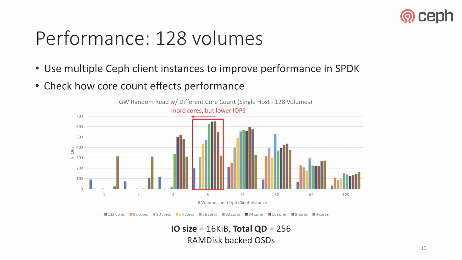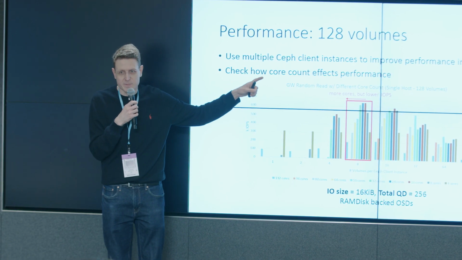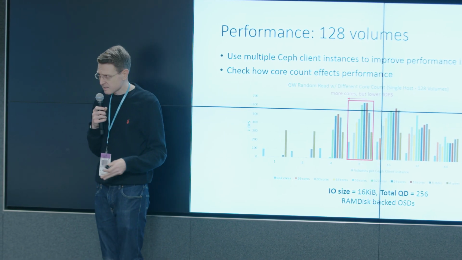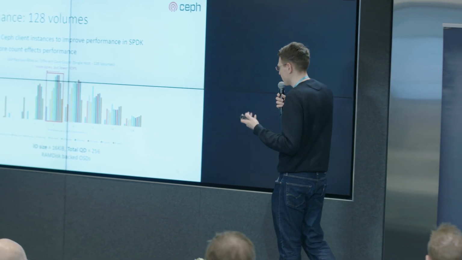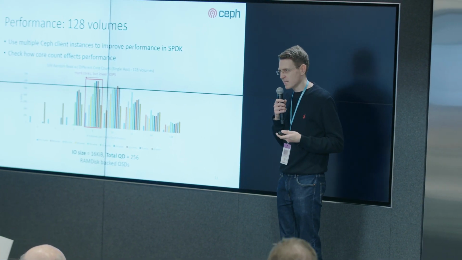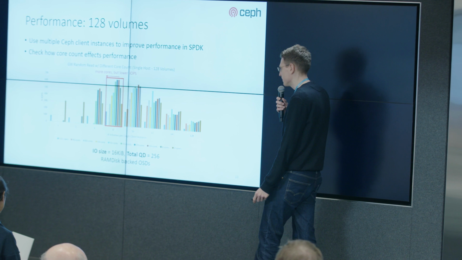And we use multiple Ceph client instances in SPDK to improve our performance. The axis now is, again, thousands of IOPS, and then we have the number of volumes per Ceph client instance, and we run a total of 128 volumes. Having multiple Ceph client instances helps because each has its own IO threads and operation threads in librbd.